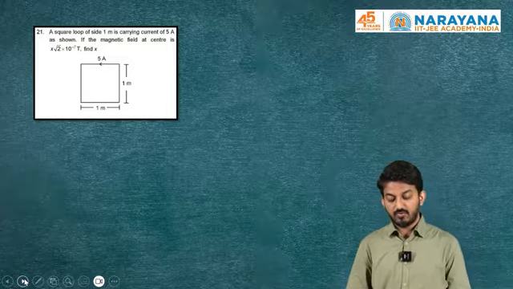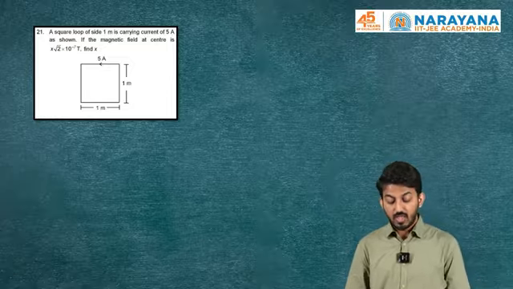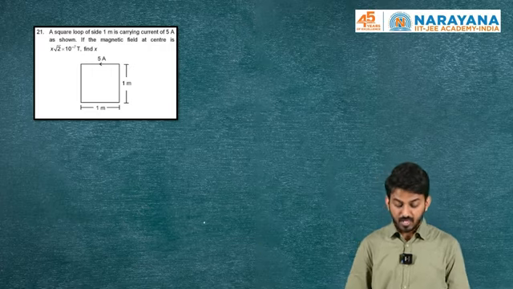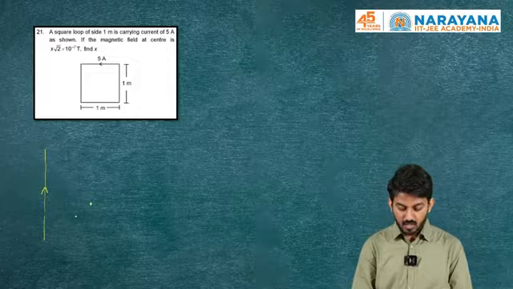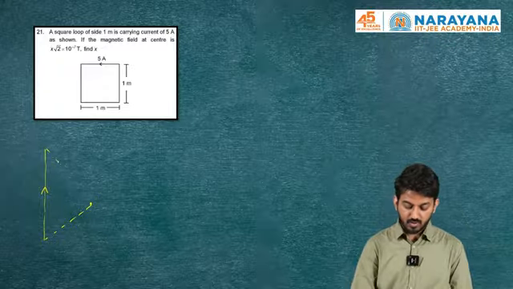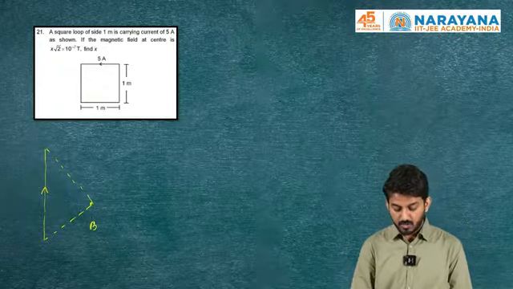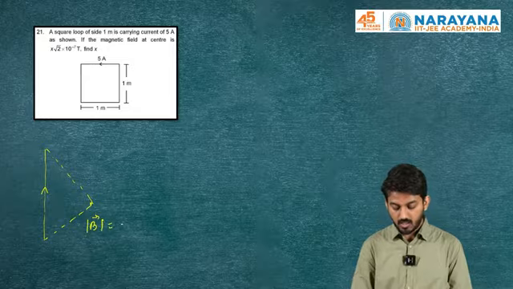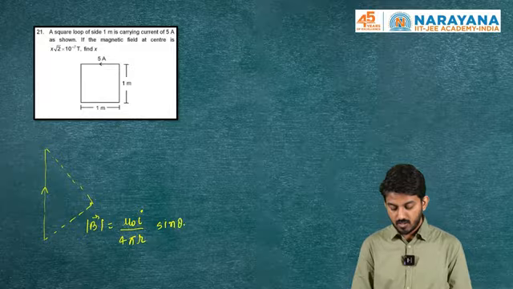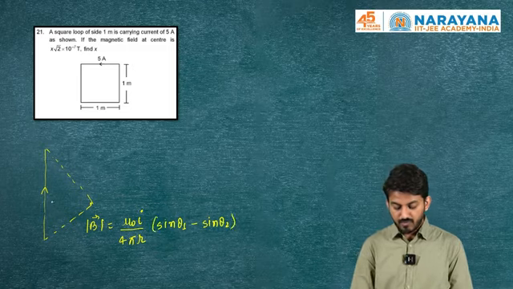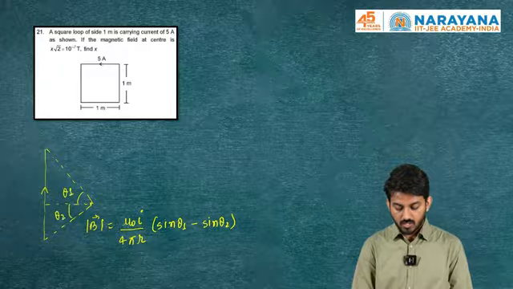Moving on, we have this question here. They have said that we have a square loop carrying a current of 5 ampere, and they're asking us to find the magnetic field at the center. Now, having a finite current carrying wire, if you want to find the magnetic field at this point, so B value here is equal to mu naught I divided by 4 pi r, sine theta 1 minus sine theta 2, where theta 1 and theta 2 are the angles here taken to be with sign.